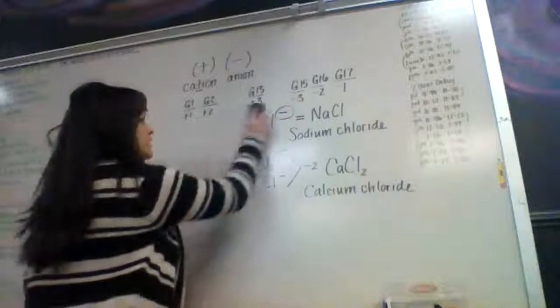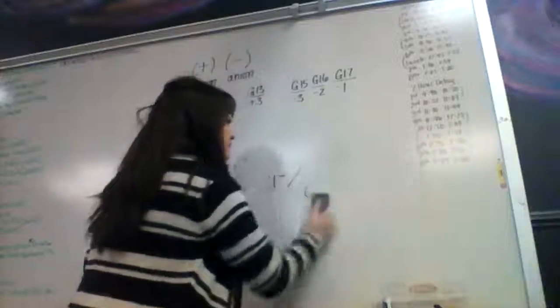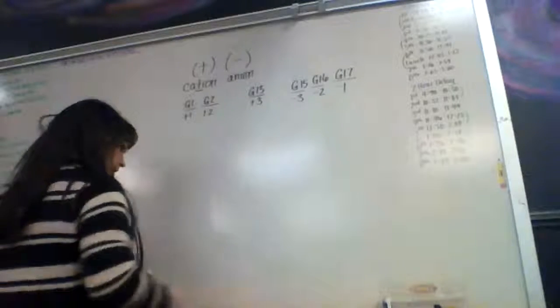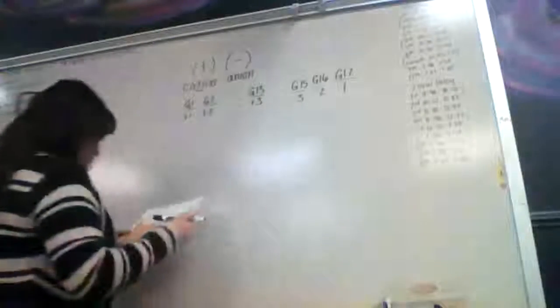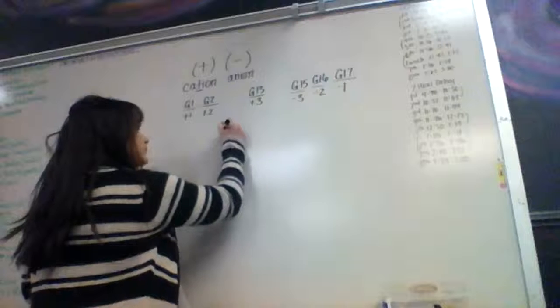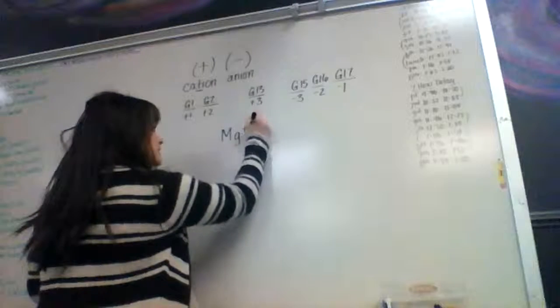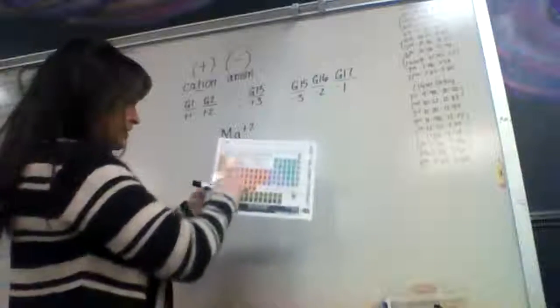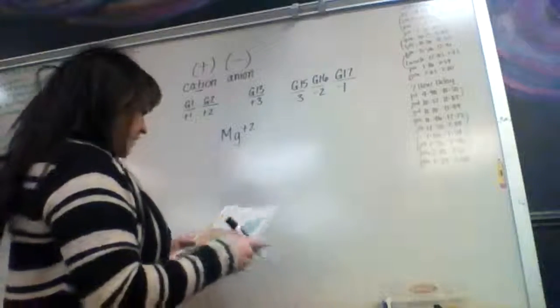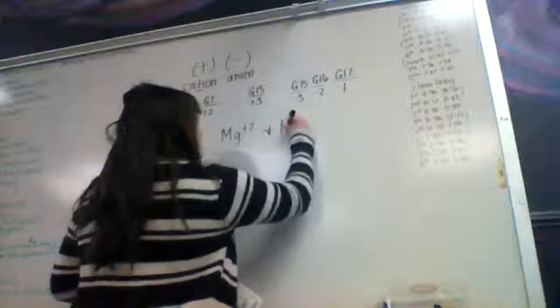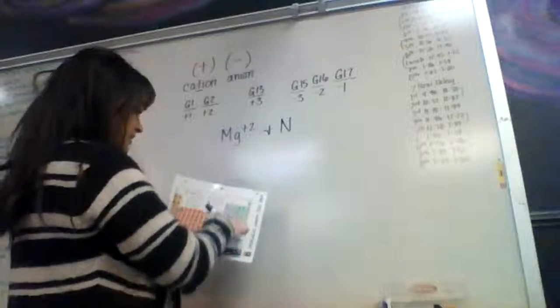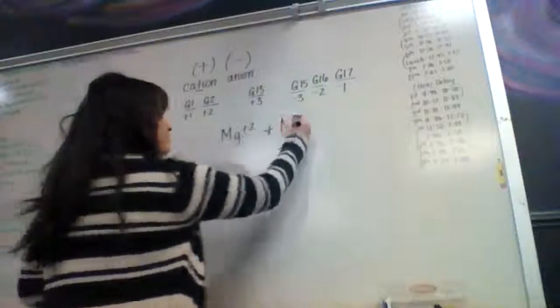All right, let's look at a couple that are a little more difficult. Let me grab my periodic table. Okay, so if we look at magnesium, magnesium is in the second column, so it has a positive 2 charge. If we are bonding that with nitrogen, nitrogen is in group 15. Those have a negative 3 charge.